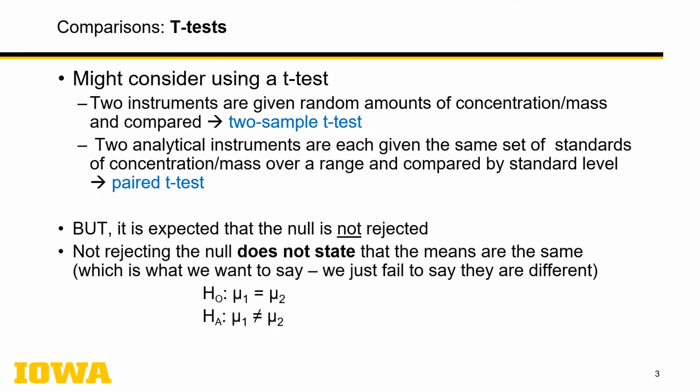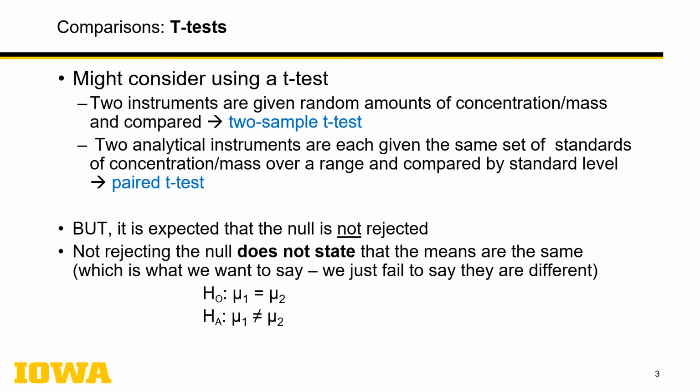But, as it says here, however, we don't expect them to be different. They're two instruments that are designed to do the same thing, to measure the same thing, the same way, the same technology. We want to see how close they are together, not how far apart they are. So you would expect that the null is not rejected. Now recall again from the previous modules that not rejecting the null does not state that the means are the same. You can't say that. If you reject, you can say, yes, I'm 95% confident that they are different. But again, if you don't reject, there's nothing you can say about them.